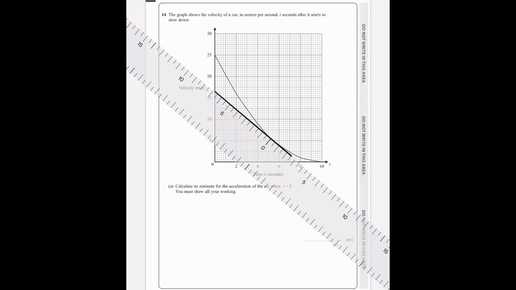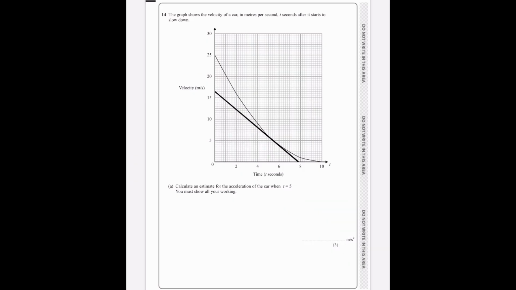Okay, we want the gradient of the velocity to give us the acceleration. So draw a tangent at the point where t equals 5, and then you've got to pick 2 points to construct a triangle off if you want to do it that way. Or pick 2 points and do the y2 minus y1 over x2 minus x1. I've got those 2 points there, which comes out as negative 2.27.